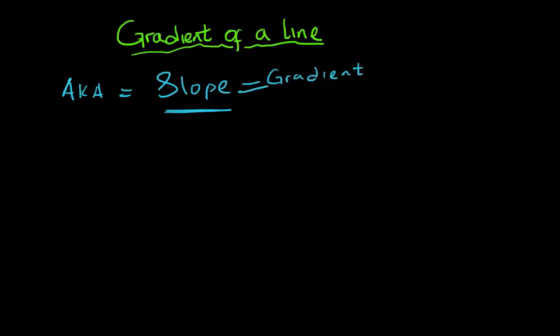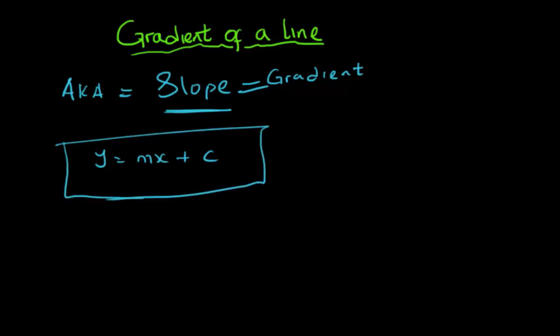Now, the next thing I want you to note is that every line has an equation. This is the general equation: y = mx + c, the general equation for a line. Where this m here is the gradient or the slope, and c is known as the y-intercept.